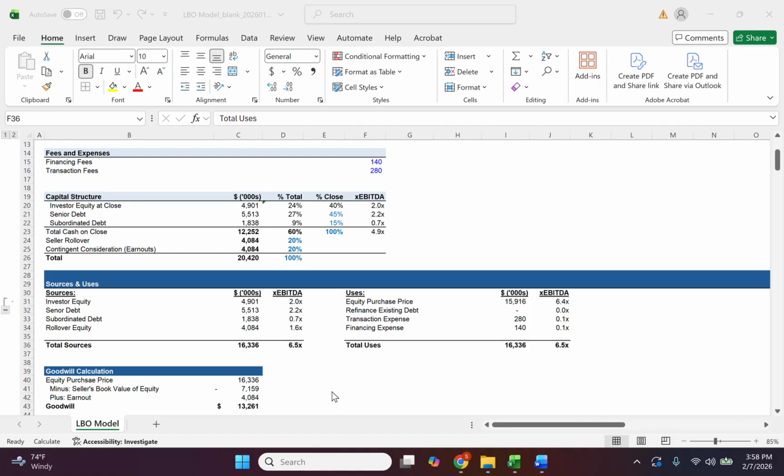The key takeaway here is simple. Returns are driven by structure and risk management long before they're driven by leverage or Excel mechanics.